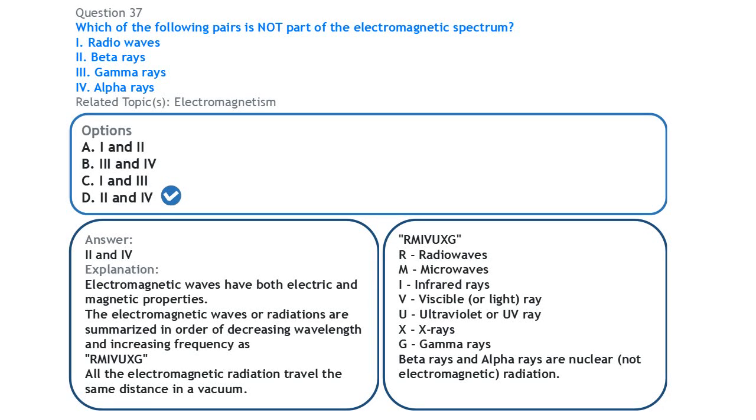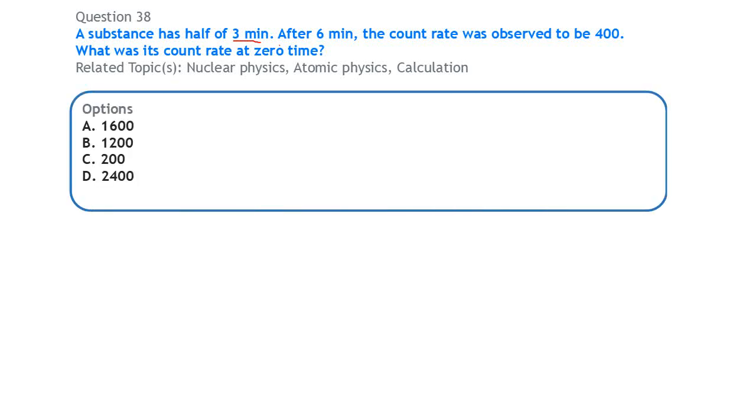The M is microwave, I is infrared ray, V is visible or light ray, U is ultraviolet or UV ray, X is X-rays, and G is gamma rays. So we can see we have radio wave and gamma ray in the electromagnetic spectrum. But what is not part of it is the beta rays and alpha rays. They are nuclear radiation.